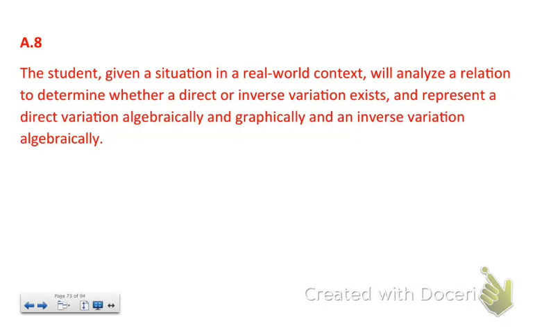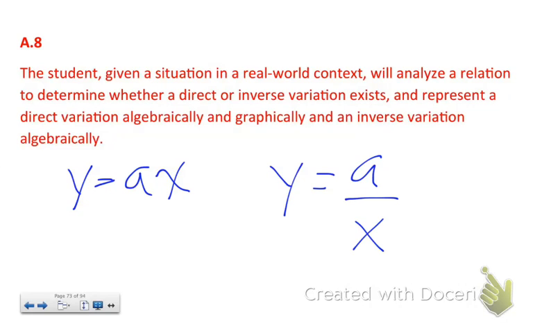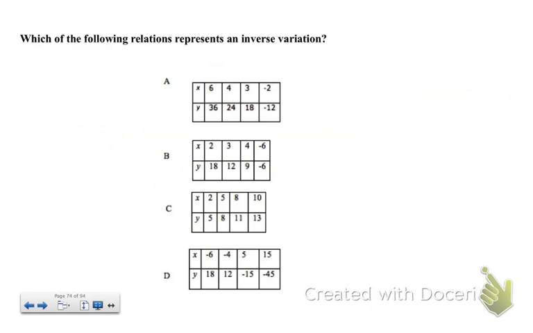This is SOL A.8. The student will analyze a relation to determine whether direct or inverse variation exists. So this whole SOL is about direct and inverse variation. Don't forget, those are of the form direct variation is y equals ax, and inverse variation is y equals a divided by x. Which of the following relations represents an inverse variation?